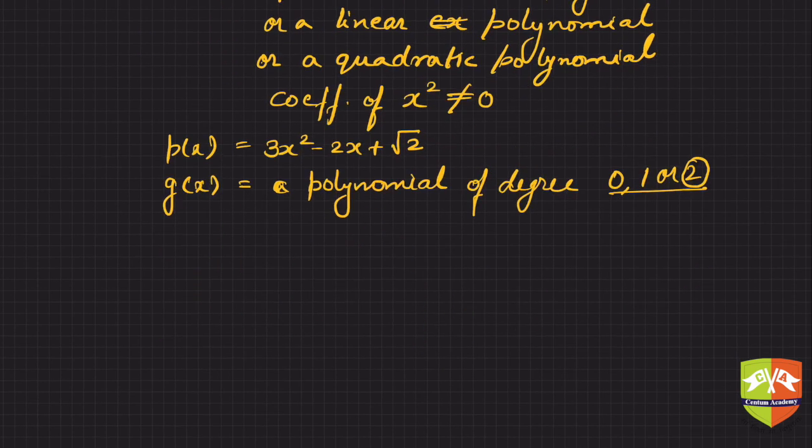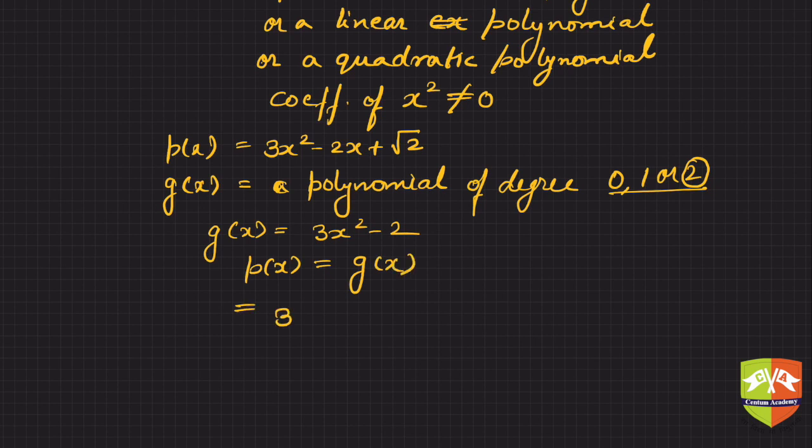So let us say p(x) is the same as the given p(x), and let's say g(x) is 3x² − 2. So when you equate p(x) = g(x), what will happen? p(x) = g(x) gives 3x² − 2x + √2 = 3x² − 2. In this case, 3x² and 3x² will just get cancelled out, which is not allowed.